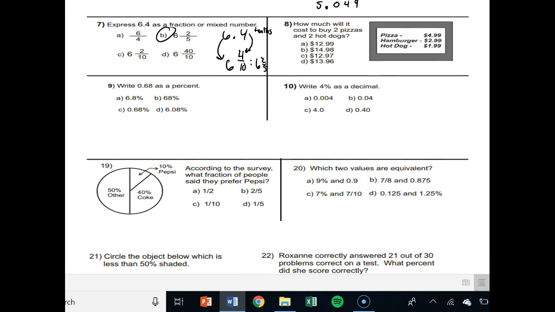Number 9. Sorry, if you did the video, you can skip number 8 and put an X on it. Number 9, it says write 0.68 as a percent, so write out the decimal and then swoop 2 times to the right. So that's 68%.